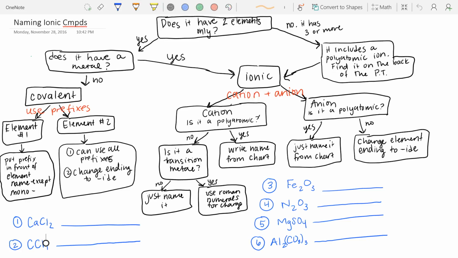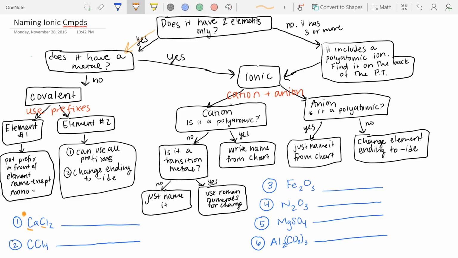So let's start with number 1. We're going to use this faded orange color to represent what we need to do. The first question: does it have 2 elements only? We know whether or not it has 2 or more elements based on how many capital letters we have. So we have 1 capital letter C and 1 capital letter C. So the answer is yes, it does have only 2.